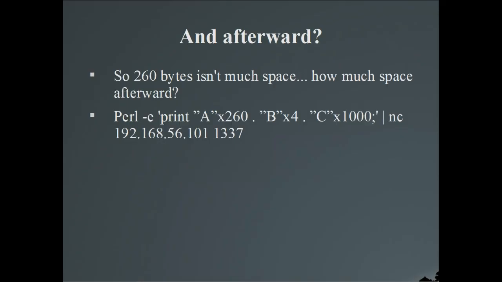We know EIP is 4 bytes, but how much do you have afterward? Because you're going to need some sort of contiguous space to put whatever payload you're going to put in it. So I chose 1,000 because I know Meterpreter will fit in it.